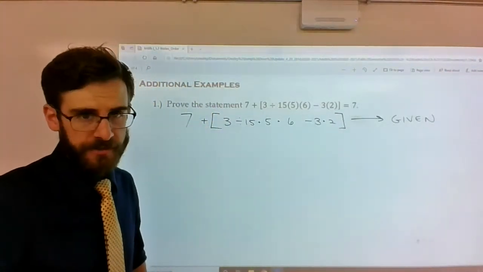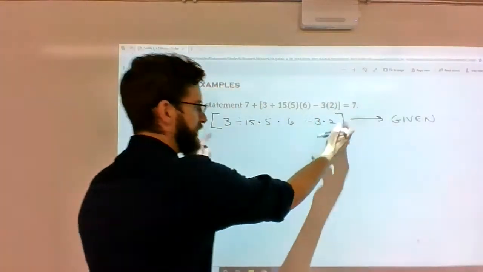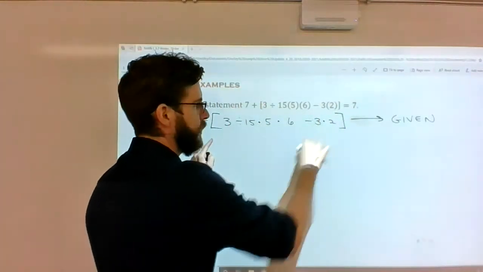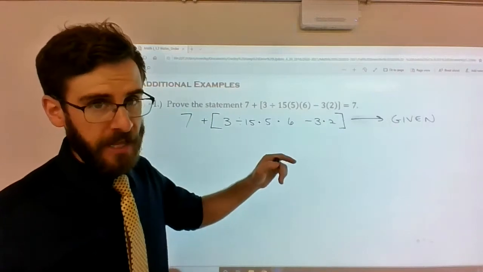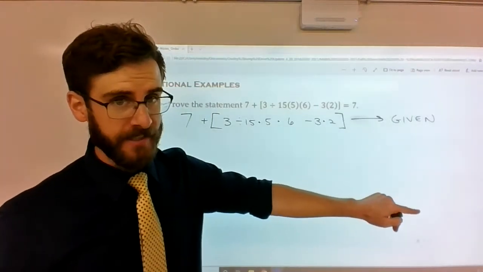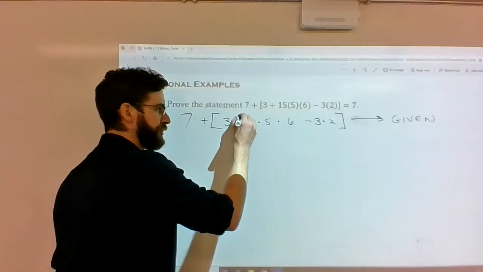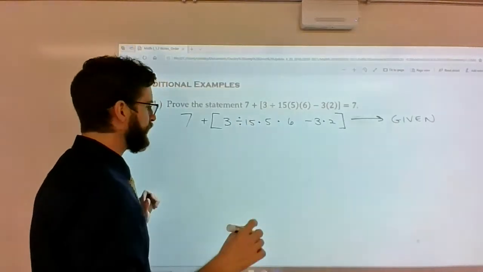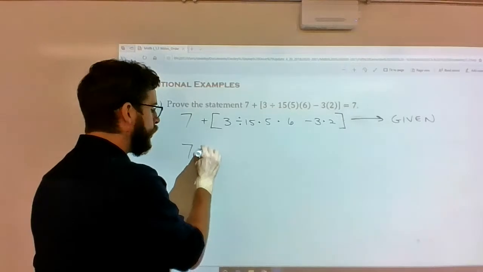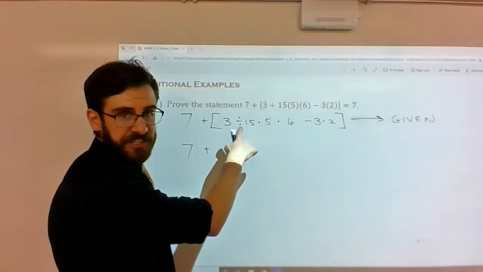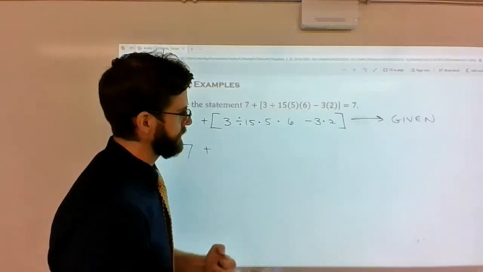So there's no exponents. So parentheses, that's what this is. Exponents, we have none. Multiply or divide left to right, that's the next step in the order of operations. I see division right here. So here's what we're going to do. We are going to rewrite this division statement in terms of a fraction.